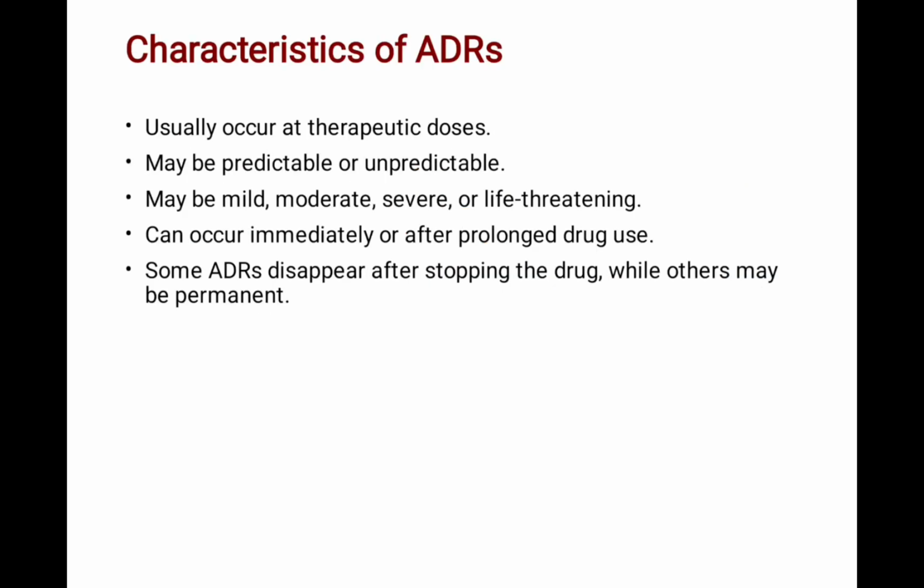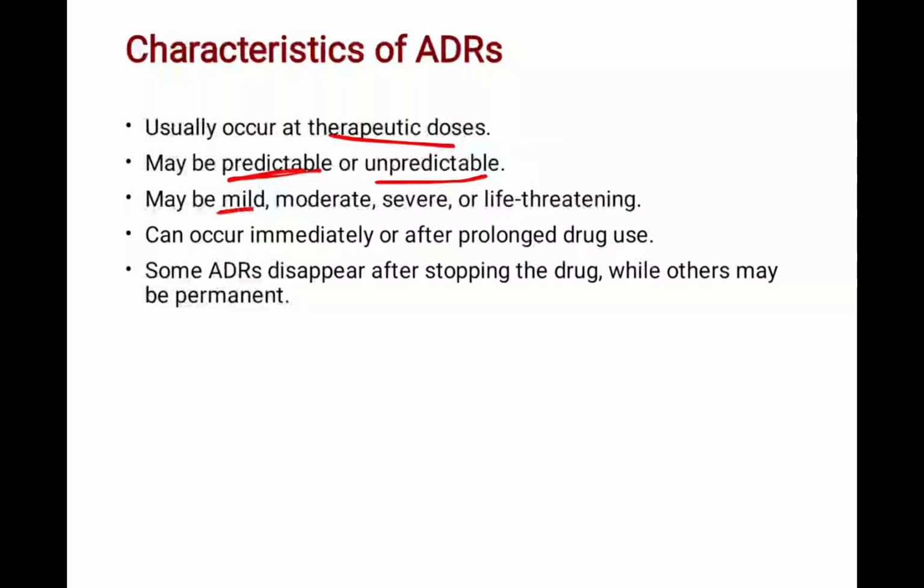Characteristics of adverse drug reactions: it usually occurs at therapeutic doses. That means it's given within the therapeutic range. It may be predictable or unpredictable. Like you know that when you take antihistamines, specifically first generation antihistamines, you have sedation. That's a predictable adverse drug reaction.